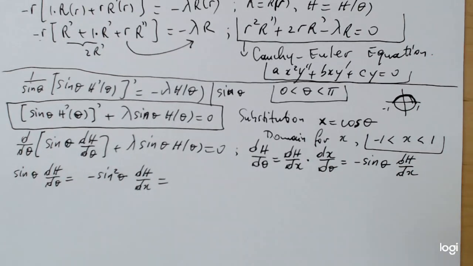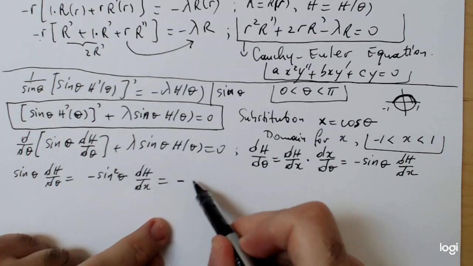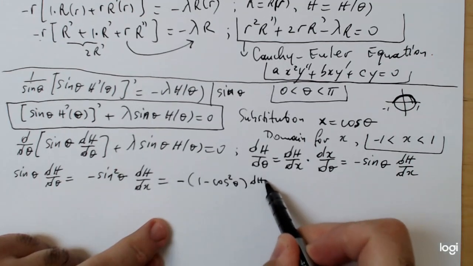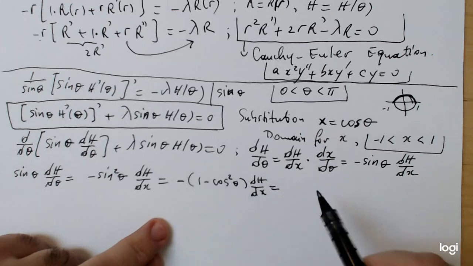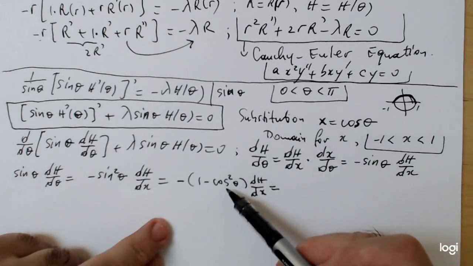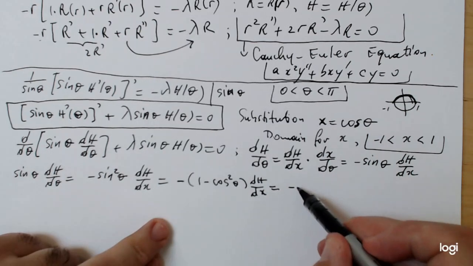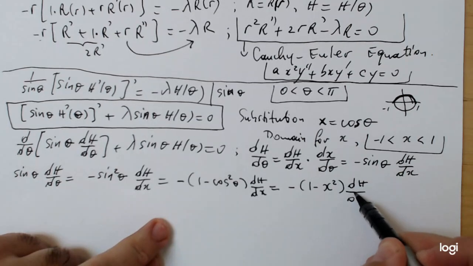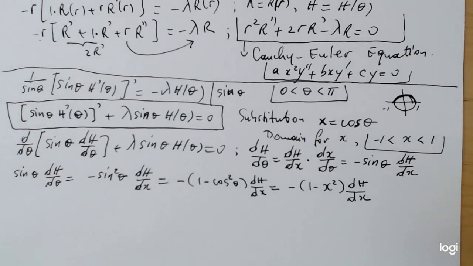And that's very convenient because I can write this in terms of x. Now remember, sine squared is nothing but 1 minus cosine squared. Because of my substitution, I can replace cosine squared with x squared. And so that's going to be minus 1 minus x squared quantity dh dx. Okay, let's leave that minus on the outside. You'll see later why.